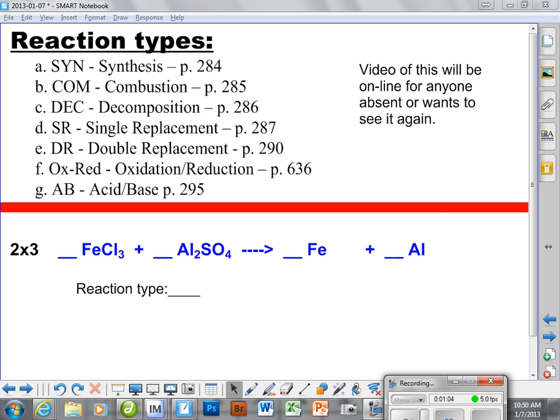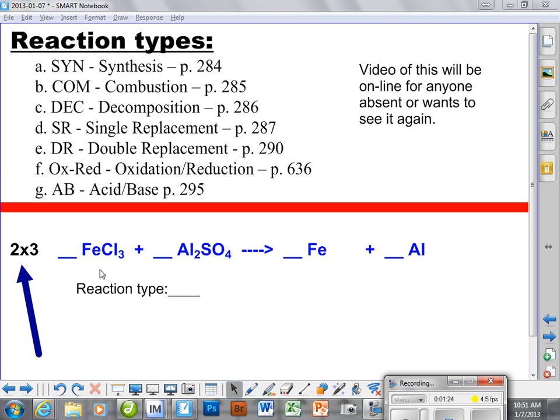So, what we're doing is mixing chemicals, and this 2 times 3 that you see right here, that 2 times 3 means chemical 2 with chemical 3, which is from the list at the bottom of the sheet you were just looking at.